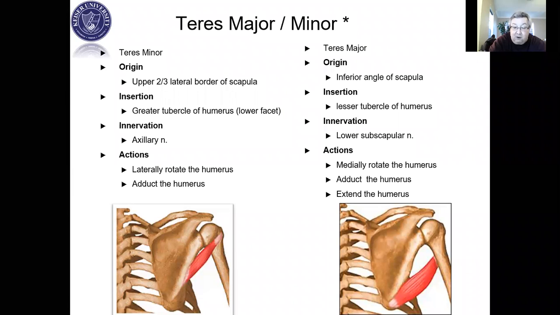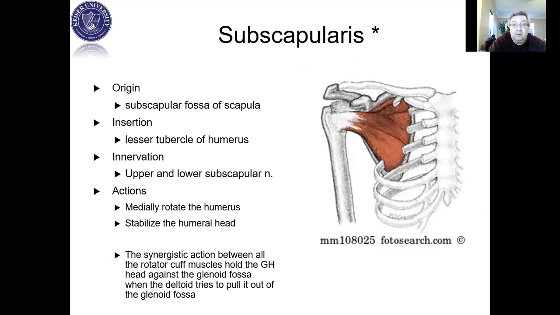I'm going to go to the next PowerPoint, then I will come back to this slide. The fourth of the rotator cuff muscles is the subscapularis. Now remember, I said that the SIT, supraspinatus, infraspinatus, and teres minor, all three are on the posterior side. Subscapularis is the only one of the rotator cuff muscles that is on the anterior side. And you can tell that by this picture.